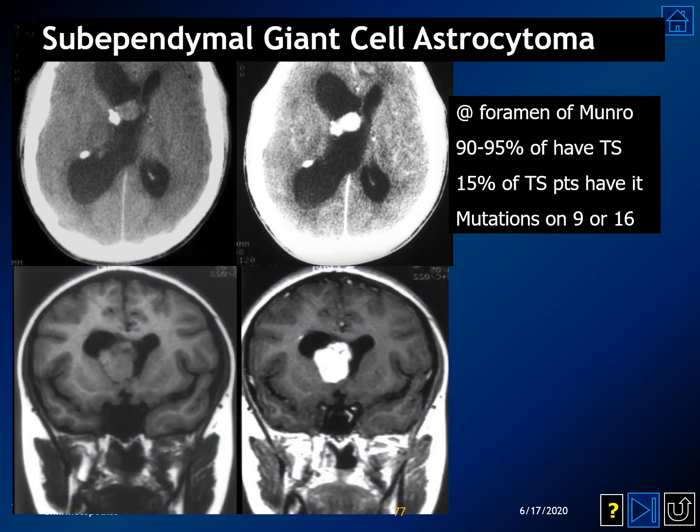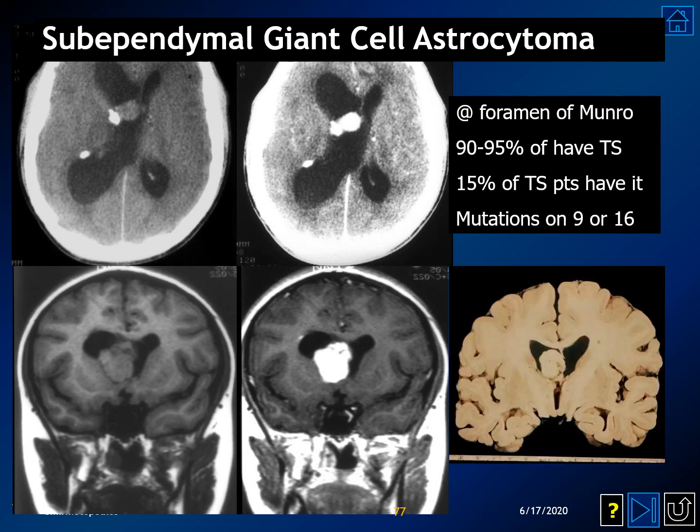Subependymal giant cell astrocytomas can also be larger. They're circumscribed, they don't infiltrate the brain, and they do not have CSF dissemination. The characteristic location and the companionship with a patient who has tuberous sclerosis can cinch the diagnosis for you.